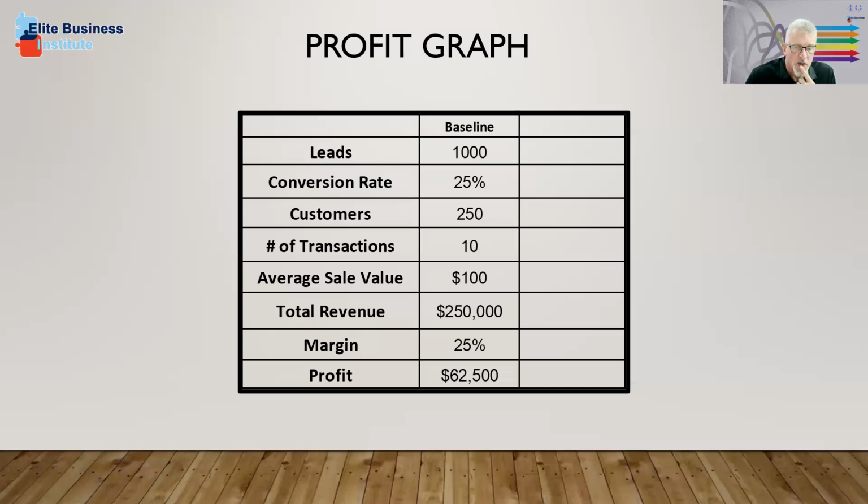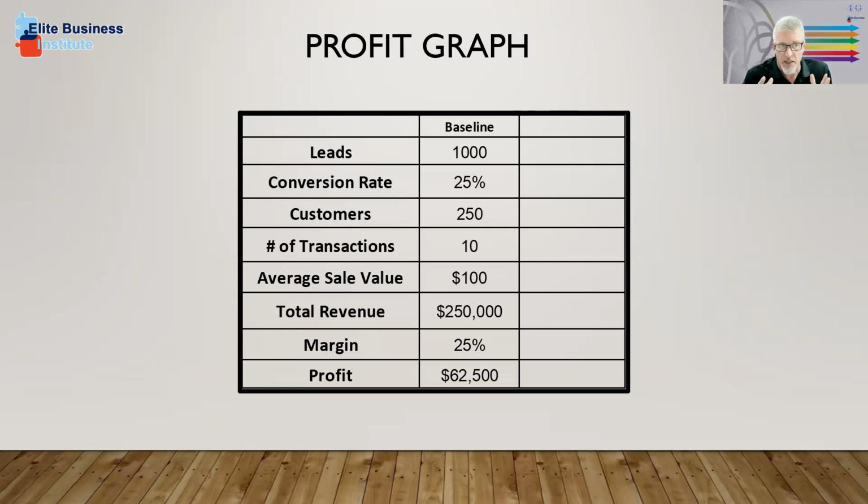So we were talking earlier on about leads, conversion rate, customers, number of transactions, average sale value, total revenue, margin, and profit. These are the numbers we'll play with. Please don't run away screaming. They're just going to be done in graph form. We're not going to be doing any calculation for you. But they're the basic things that make up a profitable business. The only thing I haven't put there is the costs, which of course is what you take out from your bottom line of profit.